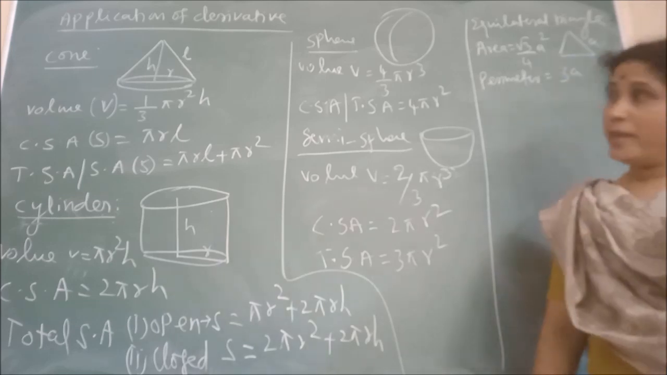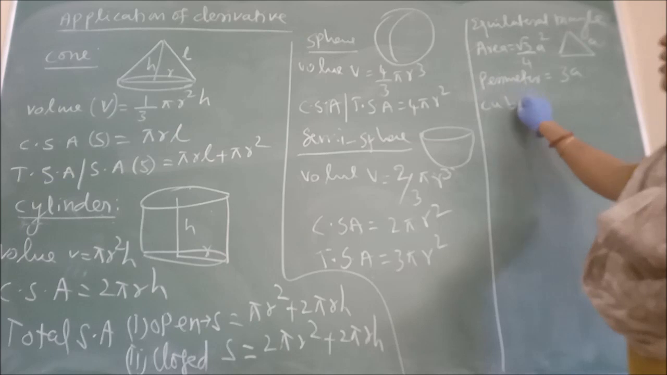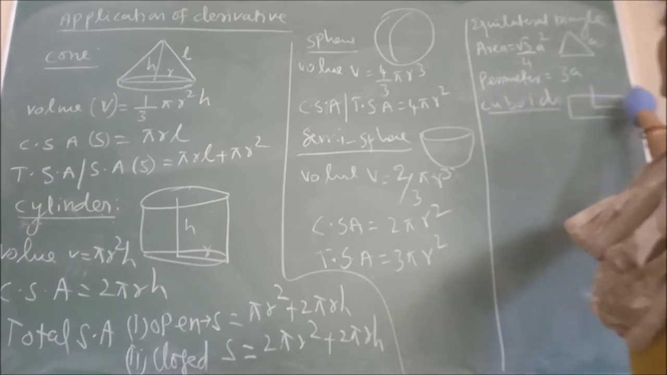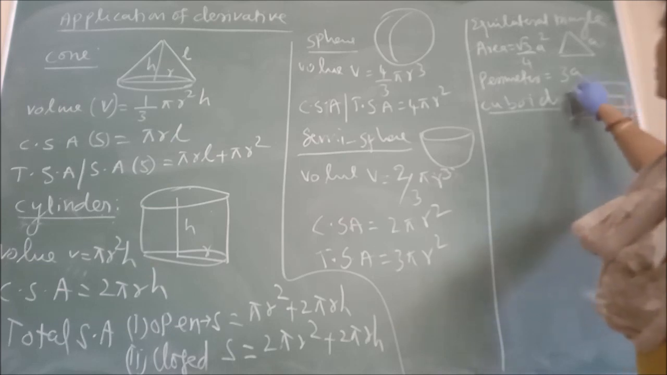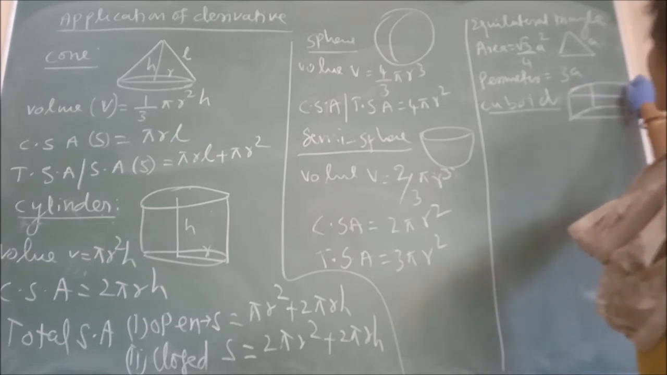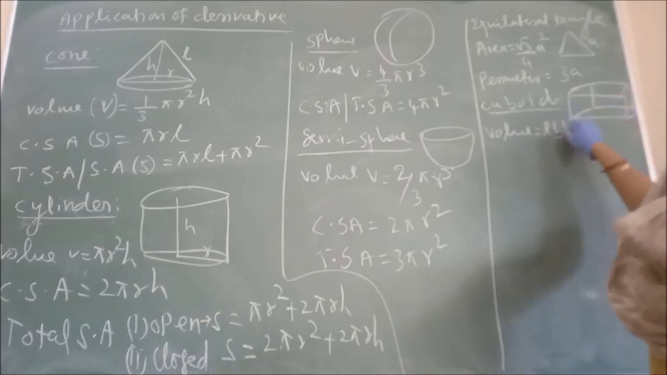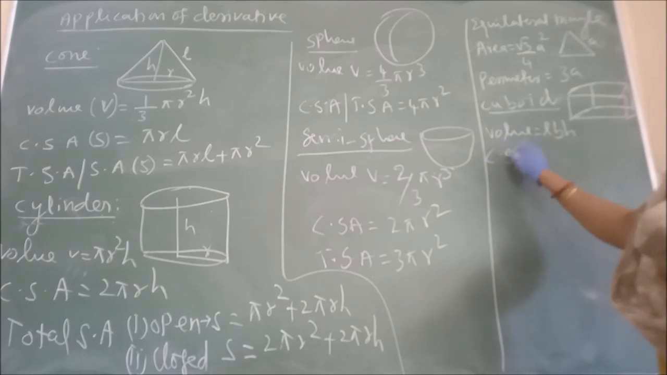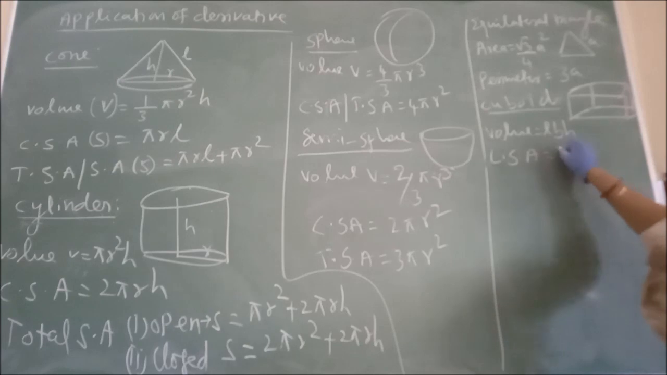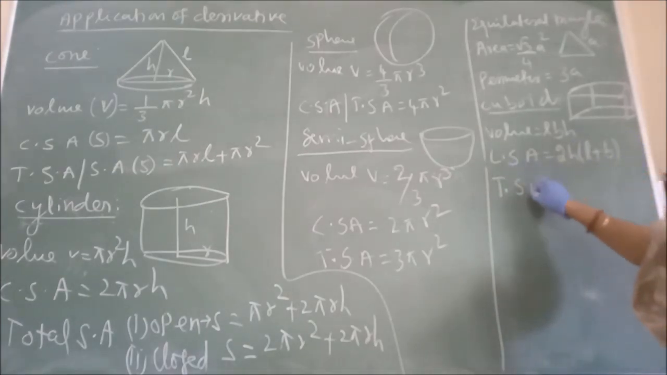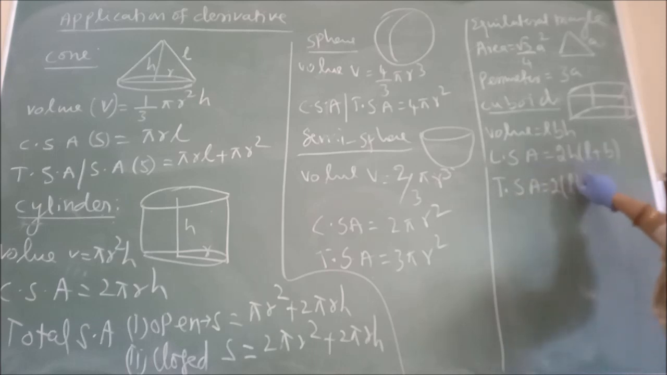Now next we have the cuboid, which I have not written. Everybody knows the cuboid shape, like a rectangle shape. You have to draw it very clearly, like this. What is the volume of a cuboid? LBH. The curved surface area, we say lateral surface area here, is 2h into L plus B. And the total surface area is equal to twice of LB plus BH plus HL.